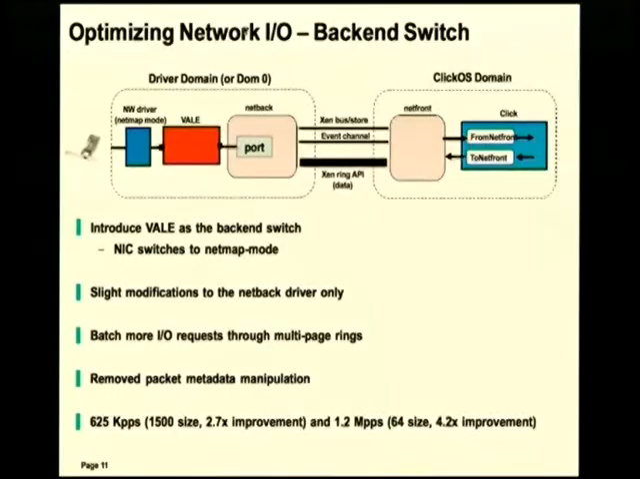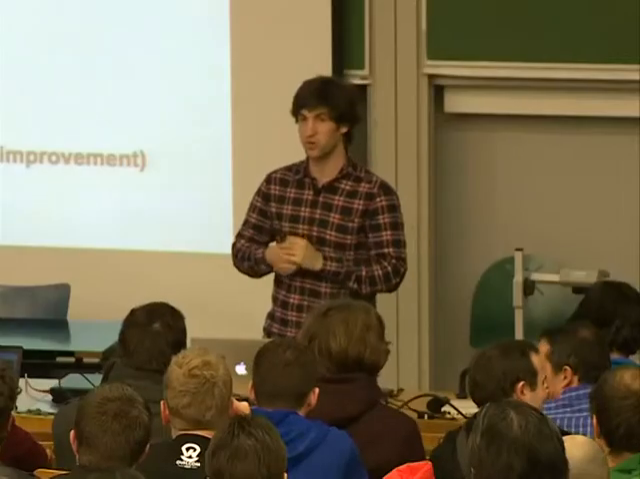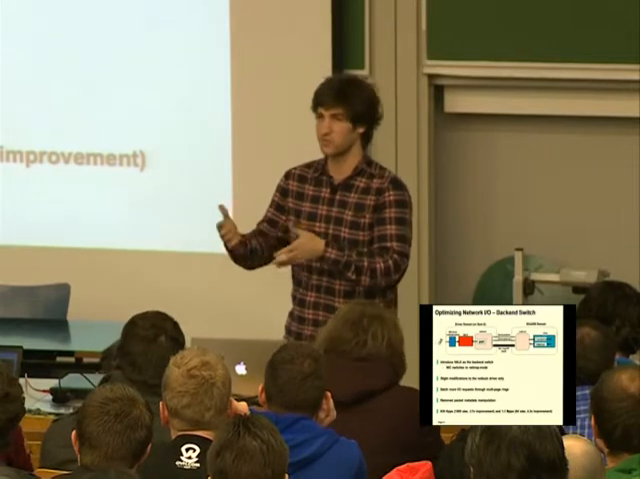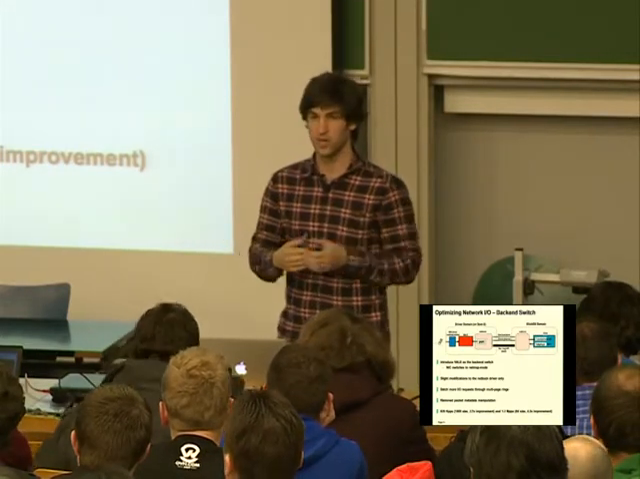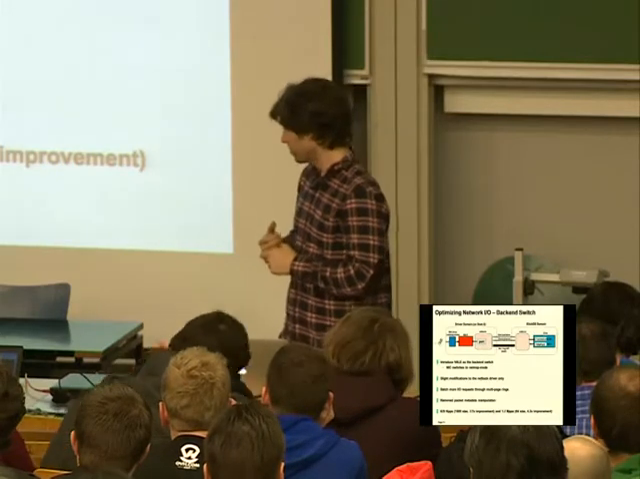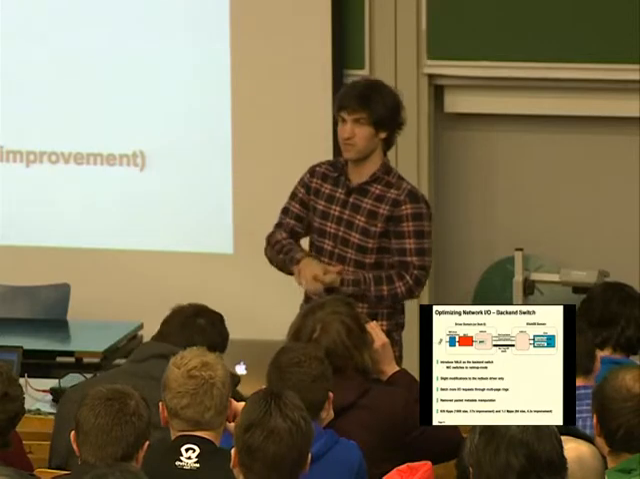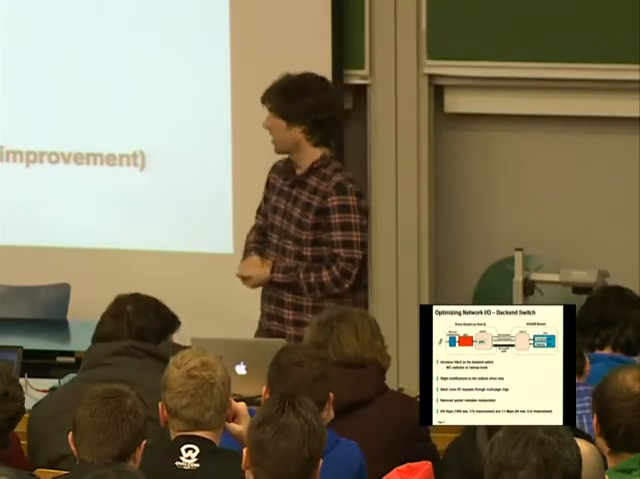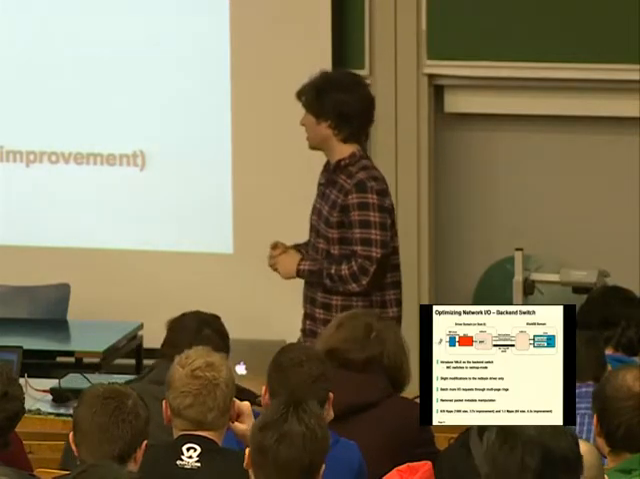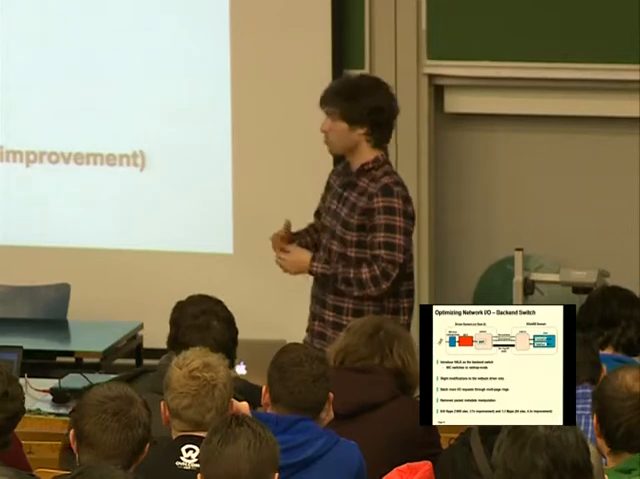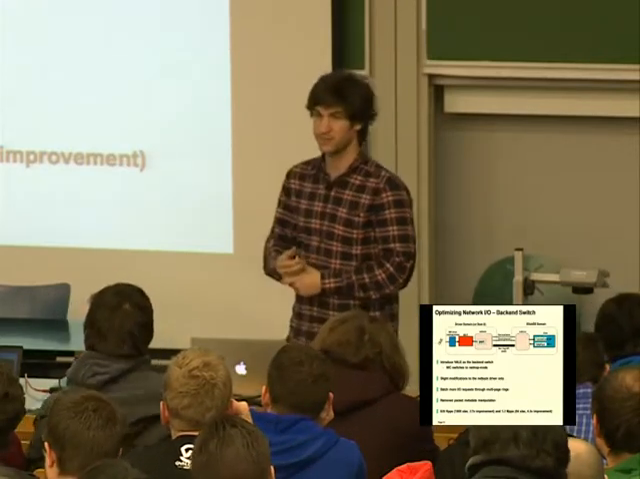So as starters, we started not killing the whole backend and front end, and started doing small optimizations on the backend driver. We started by replacing the switch with VALE. I will talk a bit about VALE and netmap right after. We did slight modifications to Xen netback to support multi-page rings. This is work basically ported to netback, but it's work from Wei Liu. And because we are relying on VALE, it doesn't use SKBs, so we removed that packet metadata manipulation. And overall, the results were actually pretty nice. We get 3 times better performance and 1.2 million packets per second for minimum size packets.